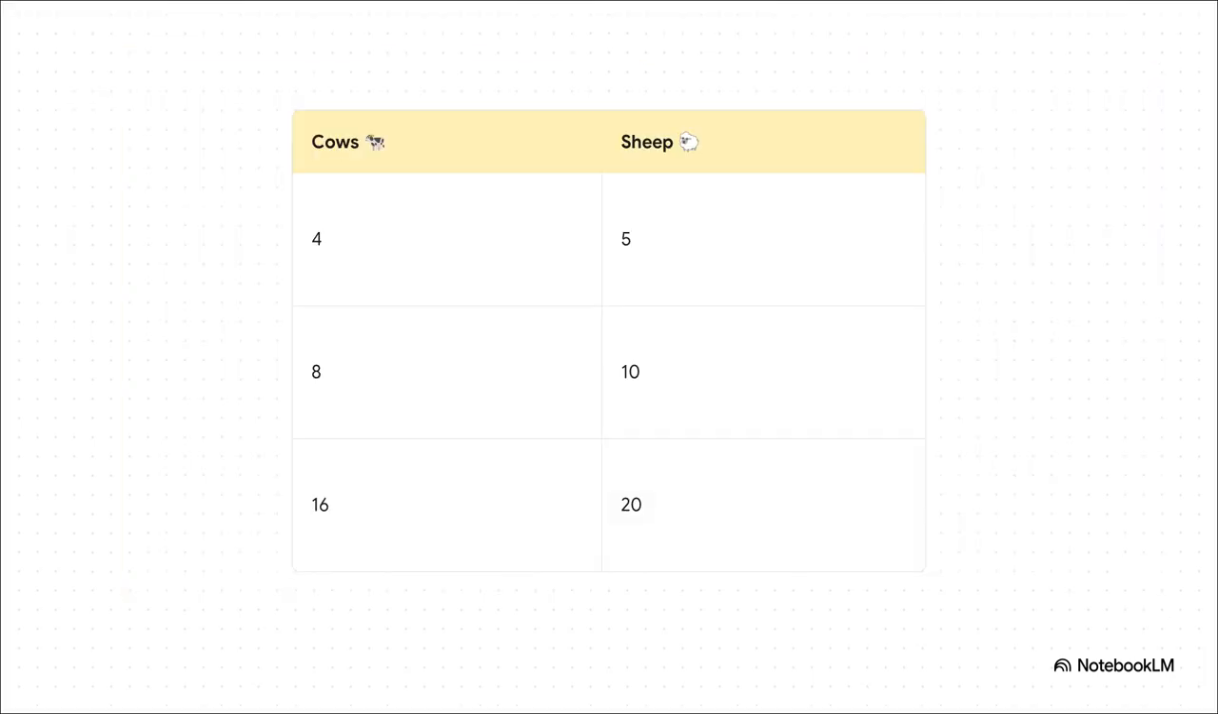And this idea of consistency is just so key. You can see it clearly here. Let's say you have 4 cows and 5 sheep. Okay, apply a scale factor of 2, and boom, you get 8 and 10. Do it again, and you have 16 and 20. But the ratio, that core proportion, always stays exactly the same.